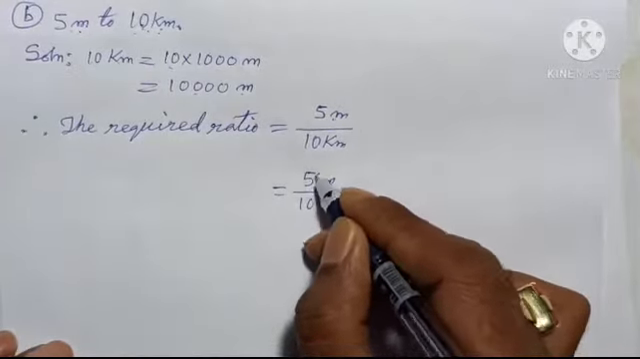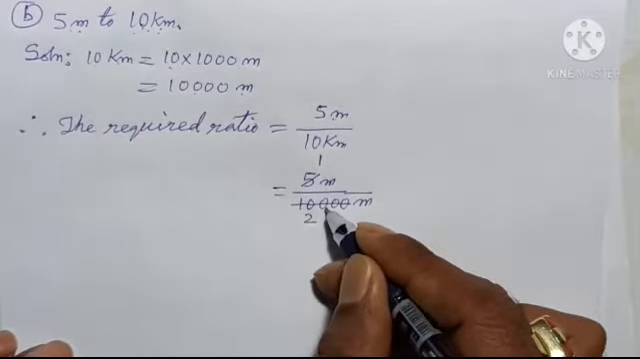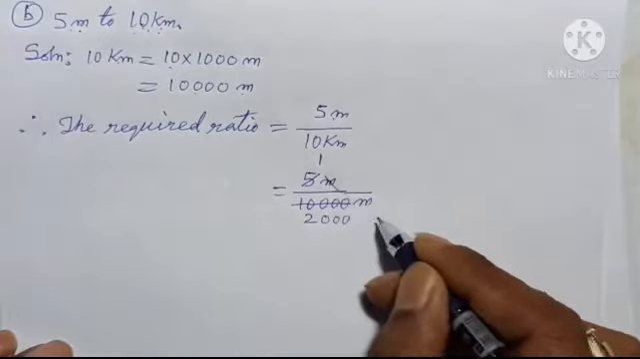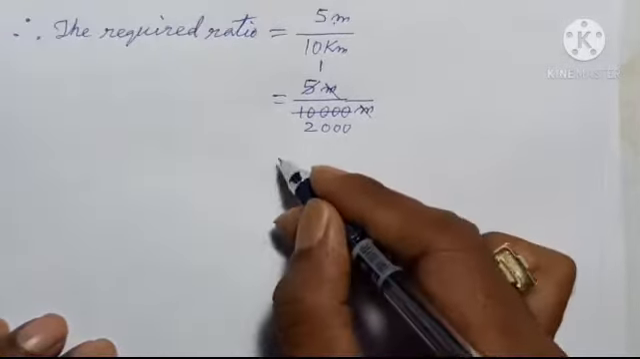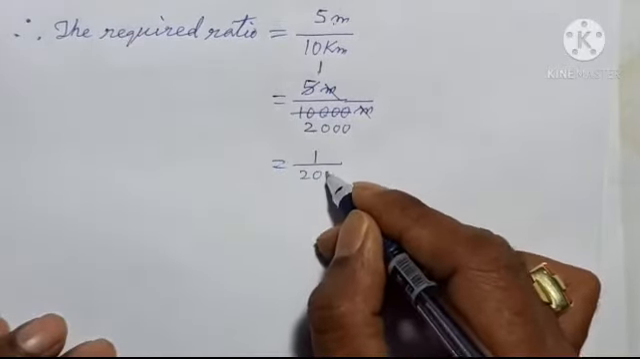Let us divide by 5. 5 one time is 5. If we divide this by 5, 5 two times is 10. Then 1, 2, 3, 3 zeros are getting. Meter are cancel. Is equal to, here is 1, here is 2000.